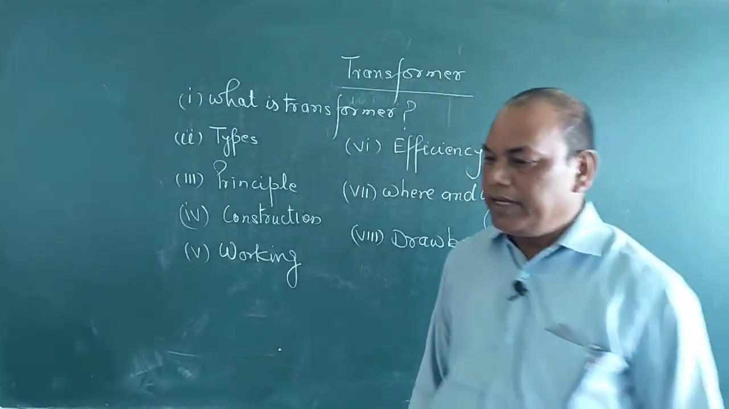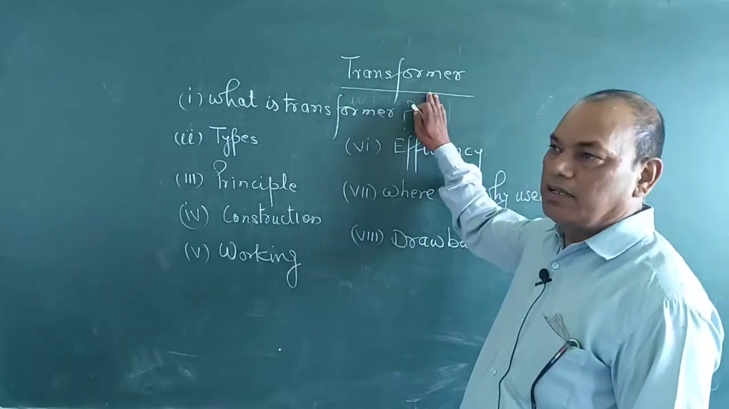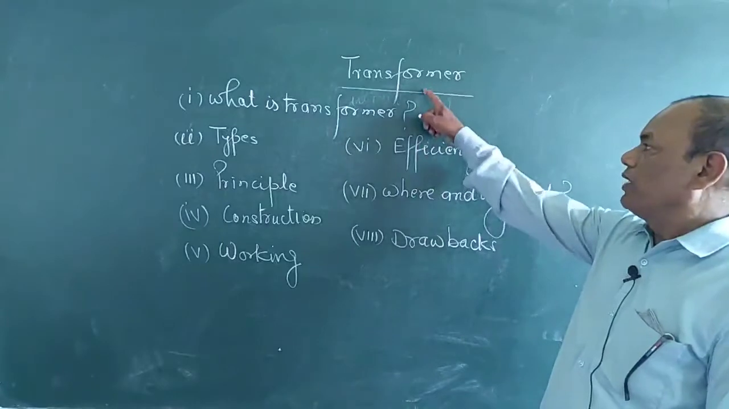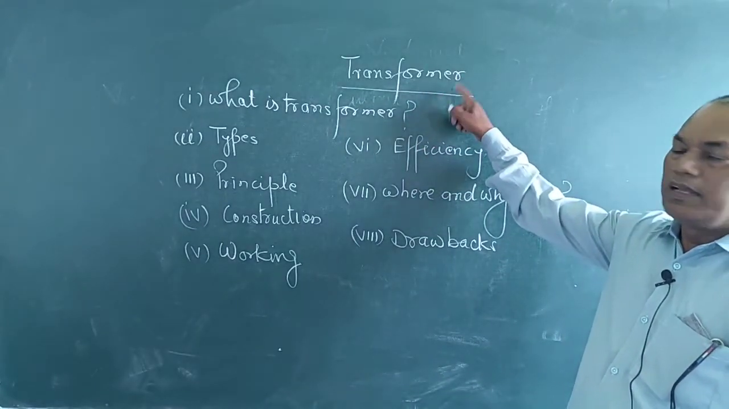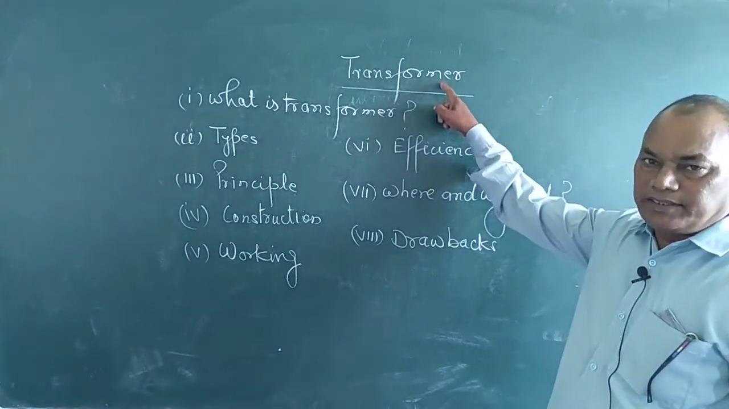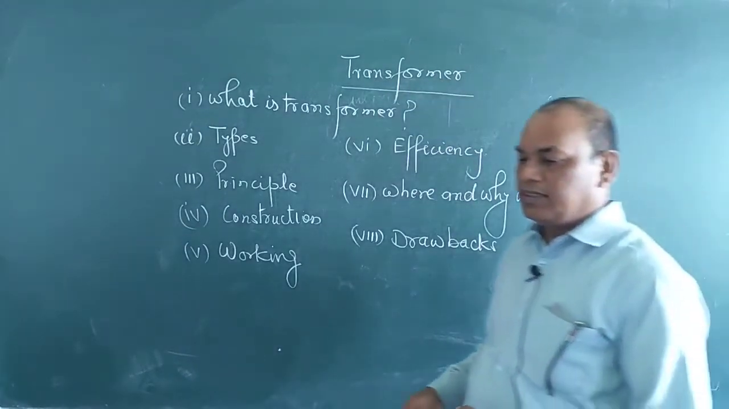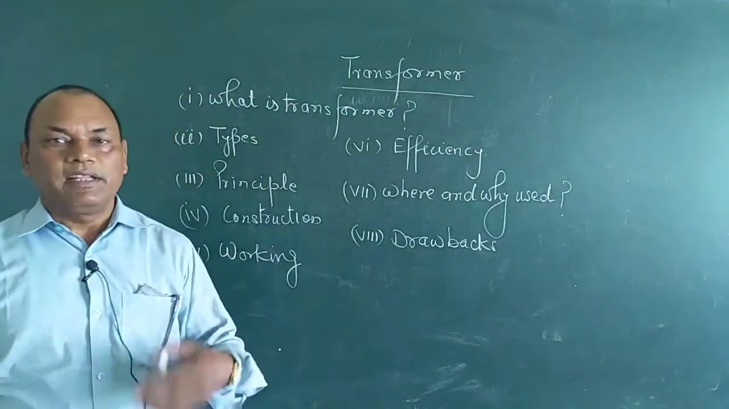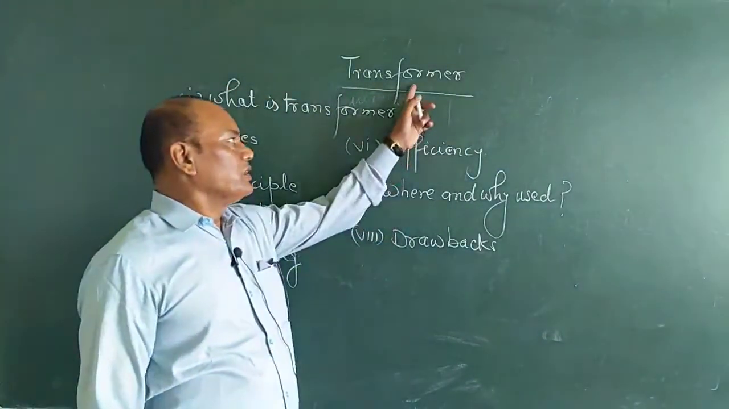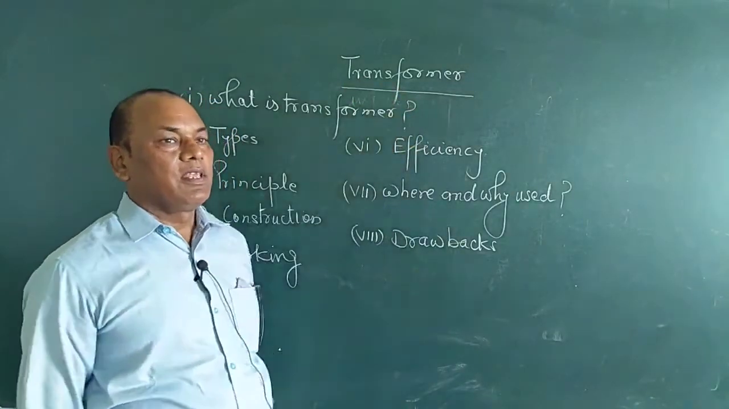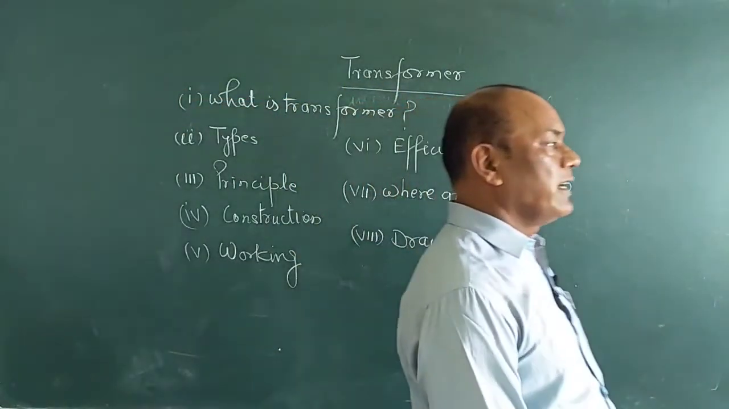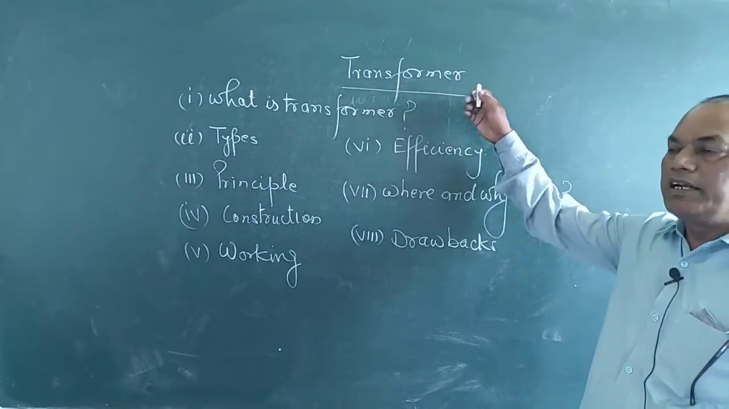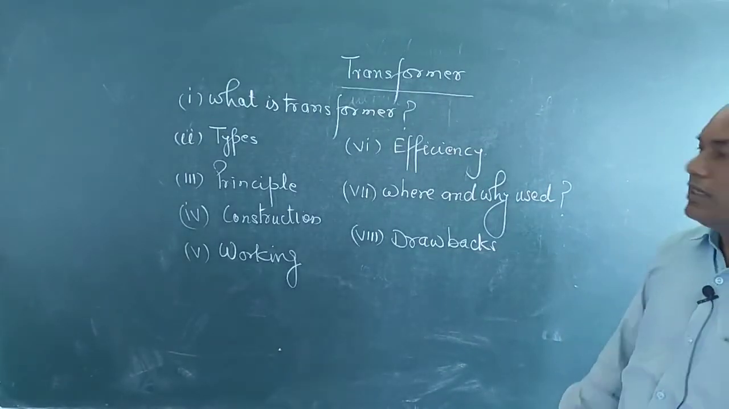As its name indicates, transformer, in Hindi we say parivartak. So what does transformer do? This transformer is a device which changes alternating voltage and alternating current. So a question arises, why it changes only alternating voltage or alternating current?